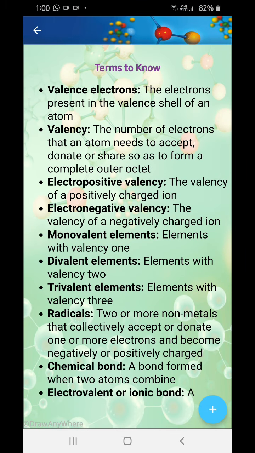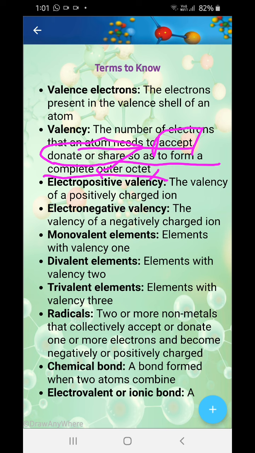Now what is a valence electron? The electrons present in the valence shell are known as valence electrons. Now what is valency? Here you will have detailed information. In class 7 also you had the number of electrons that an atom needs to accept, donate or share to form the complete outer octet. I told the class 7s a very interesting story. I'll tell you at the end of the session.